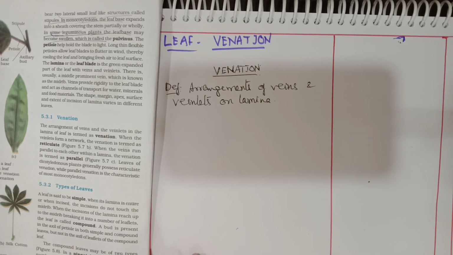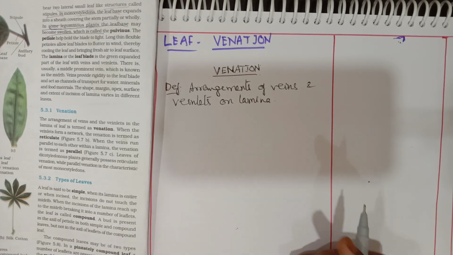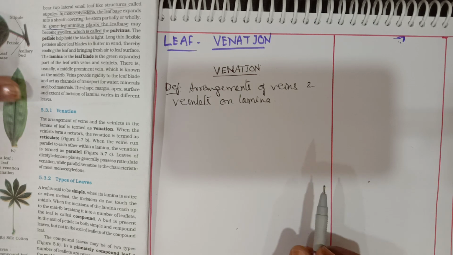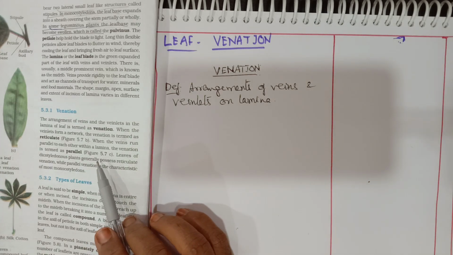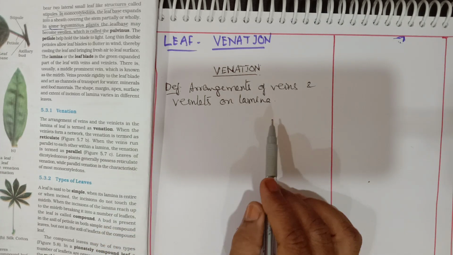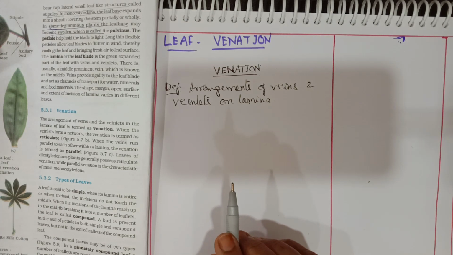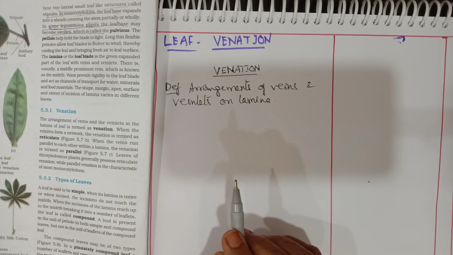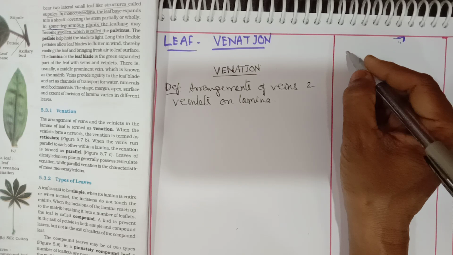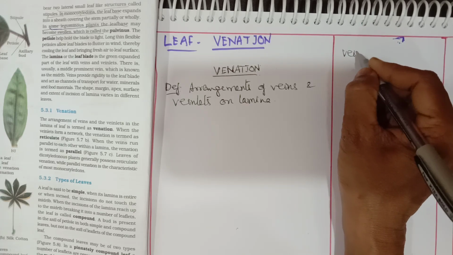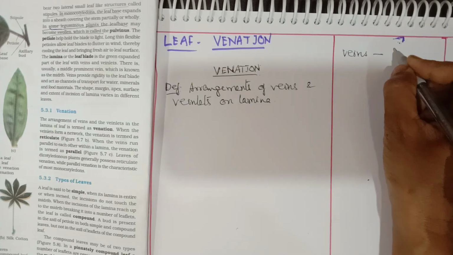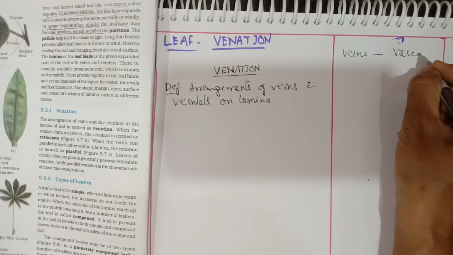So let us start with venation. What does it give? First, the arrangement of veins and veinlets in the lamina of a leaf is called venation. Here you have to know the meaning of veins and veinlets. So we will see what veins are and what they are made up of. Veins are made up of vascular bundles.